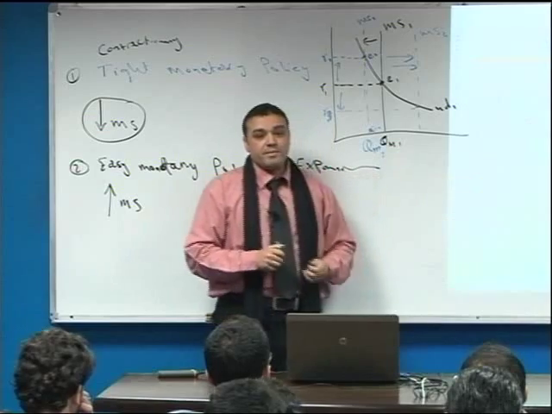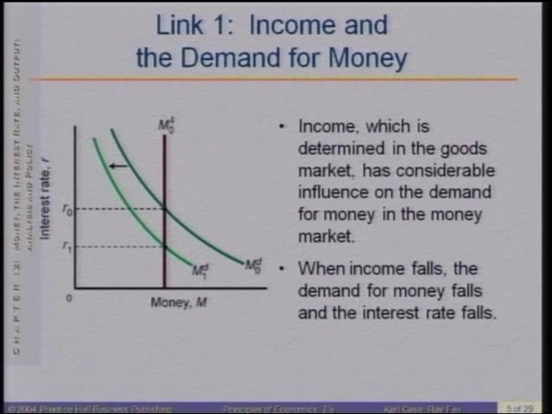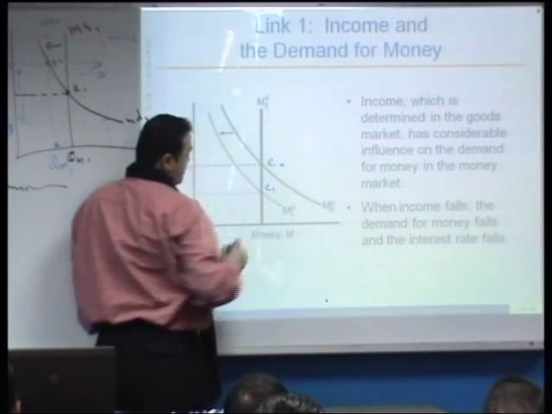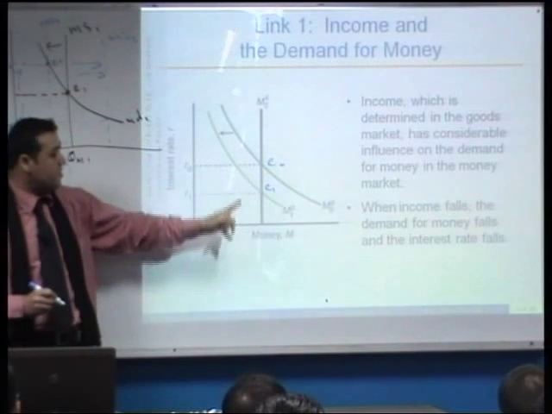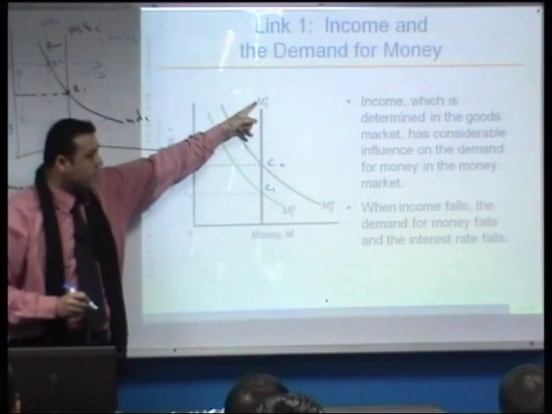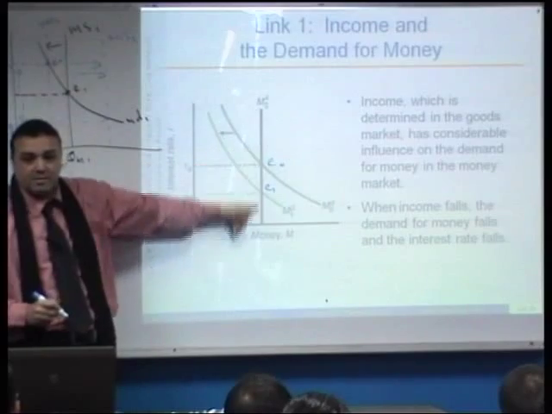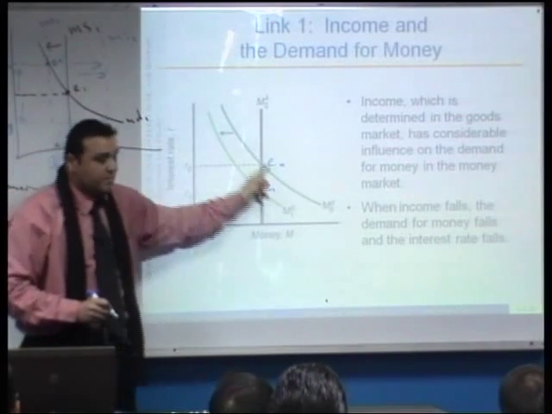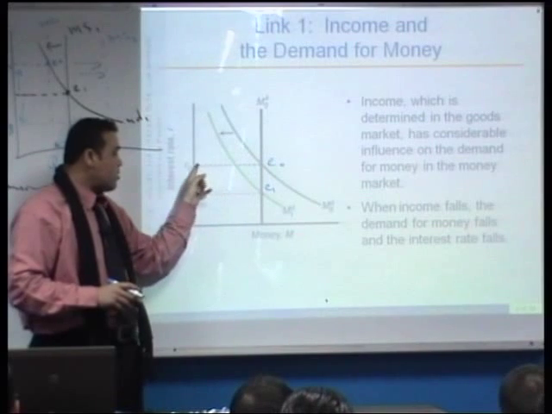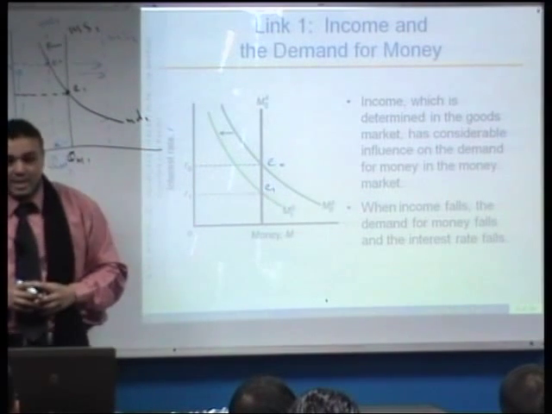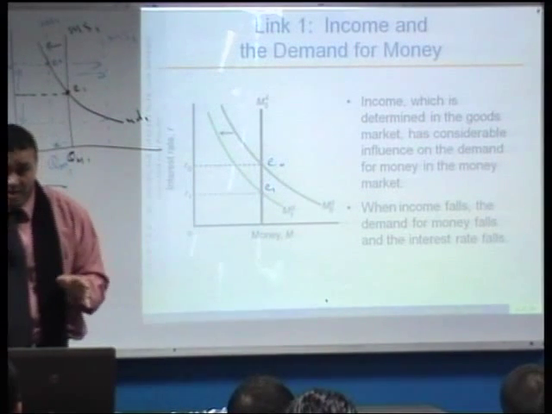In this diagram, as you see, the equilibrium interest rate, this is E0, and this is E1. The equilibrium occurs when there is an intersection between the money supply curve 0 and the money demand curve 0. Right? And here we have the original equilibrium interest rate. Right? Okay.